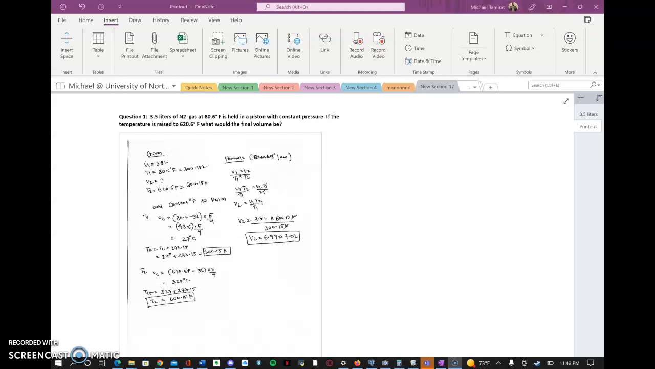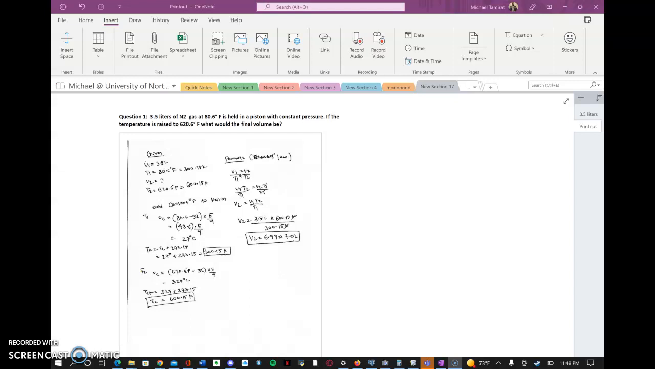So our given: V1, or V initial, would be 3.5, temperature 1 is 80.6 degrees Fahrenheit. We are looking for V2, and temperature 2 is 620.6 degrees Fahrenheit. Now we have to convert our degrees Fahrenheit to Kelvin. So first, to convert degrees Fahrenheit to Kelvin, we have to convert degrees Fahrenheit to degrees Celsius.